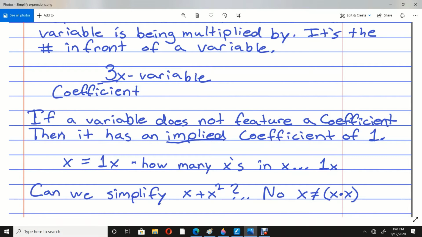Can we simplify this expression, x plus 2x? No, we cannot, because x does not equal x times x. We couldn't just add those coefficients here because these are not the same base. All right, and we're going to be dealing with that a lot this semester, so we'll probably get more notes on that. But let's go ahead and continue from here.